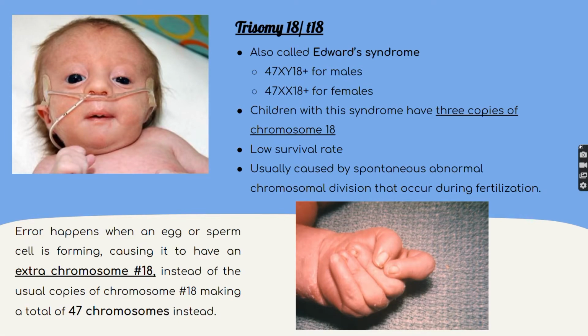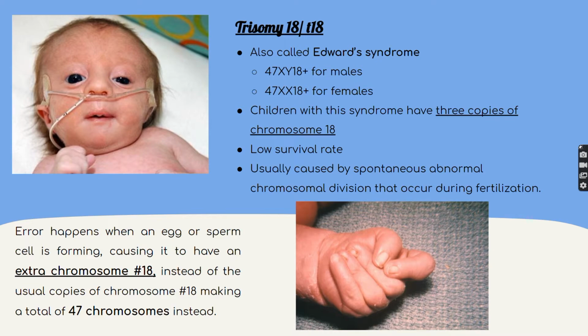Trisomy 18, also called Edwards syndrome, or 47,XY,+18 for males and 47,XX,+18 for females, is an autosomal chromosome disorder or abnormality that occurs during fertilization. Children with this syndrome have 3 copies of chromosome 18 with a low survival rate.